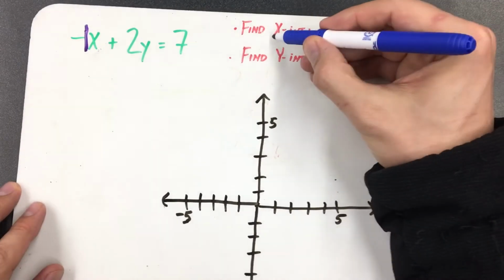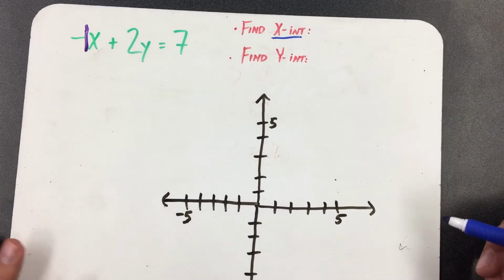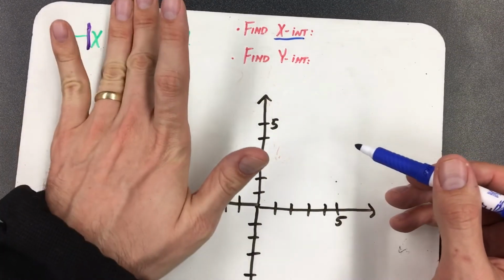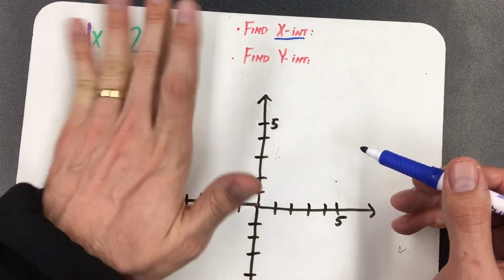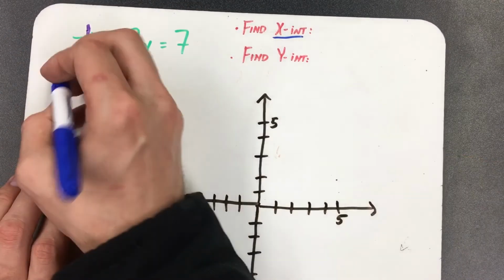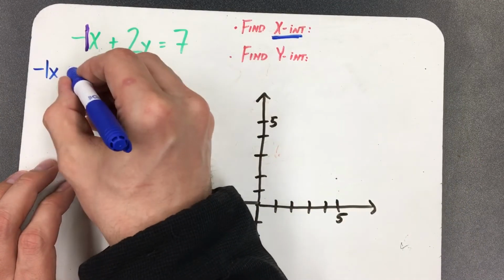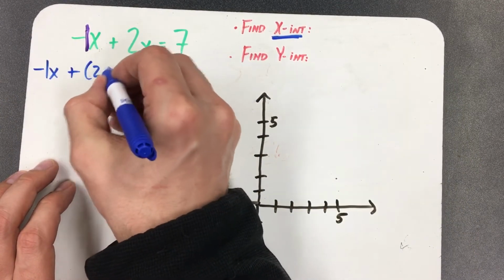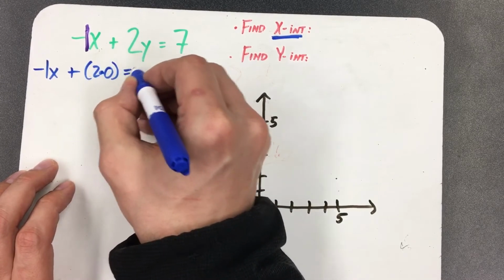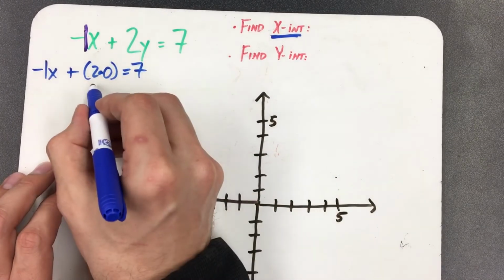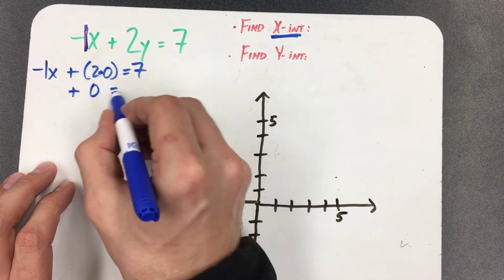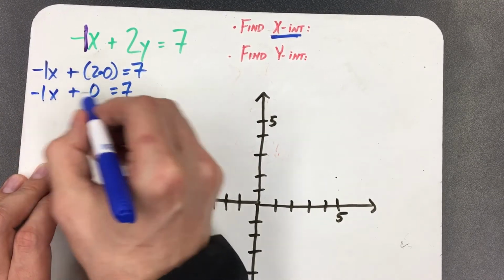So to find the x-intercept, put 0 in for the y. I'm going to plug 0 in for the y, or you can just cover it up with your fingers, right? You can just cover that up and maybe try to solve it. But if you're not good at that, put 0 in for the y. So instead of the y, I'm going to put 2 times 0, substituting 0 in the spot of the y, and look what you get. 2 times 0 is 0. So you have negative 1x plus 0 equals 7.